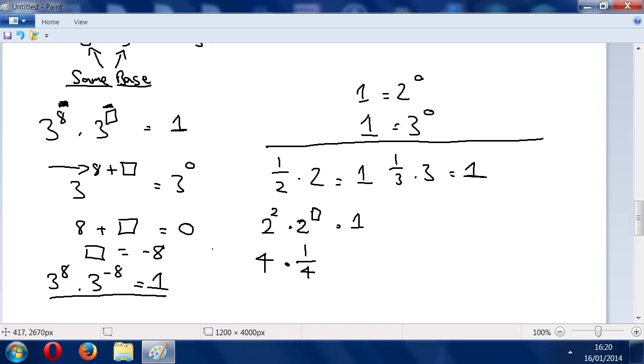So in the case of 3 to the 8, what we're saying here is 3 to the 8 times 1 over 3 to the 8 equals 1. So this multiplication is always going to get us 1, and that's a key point here.